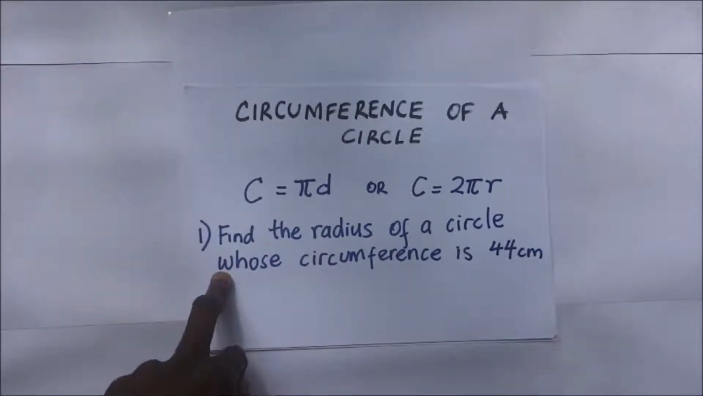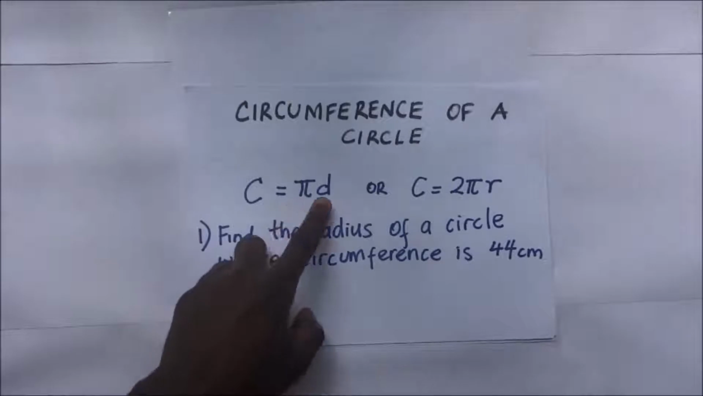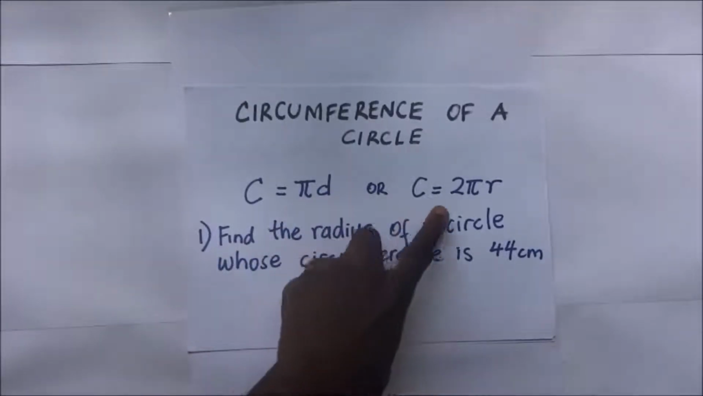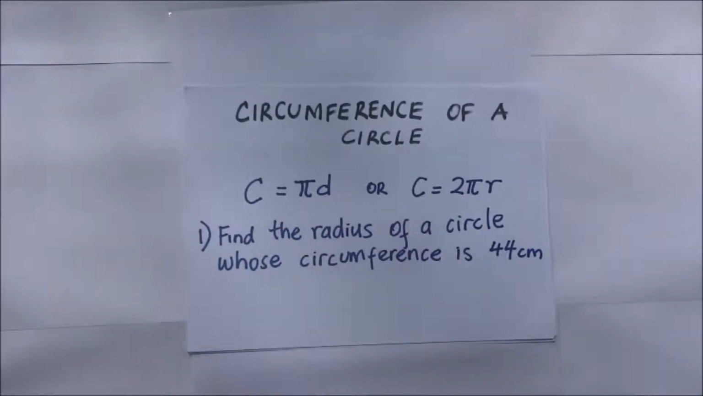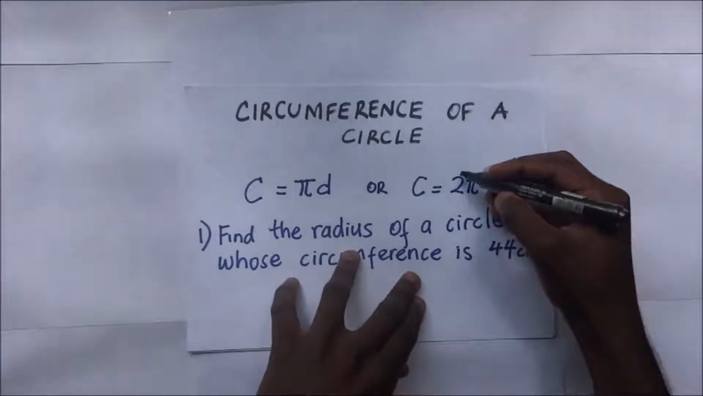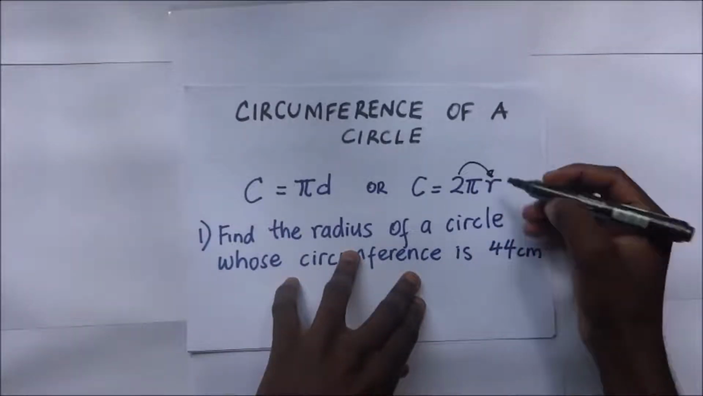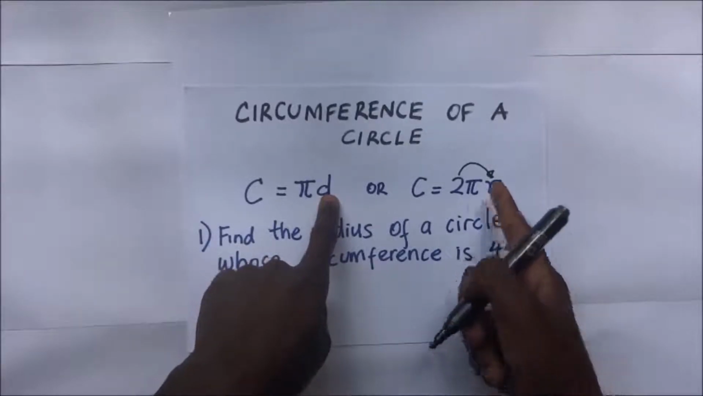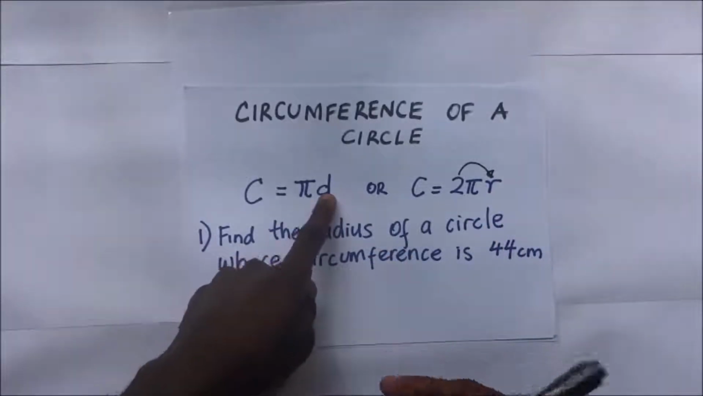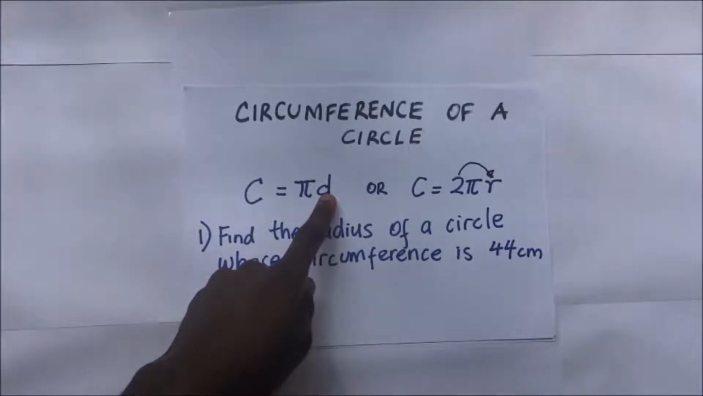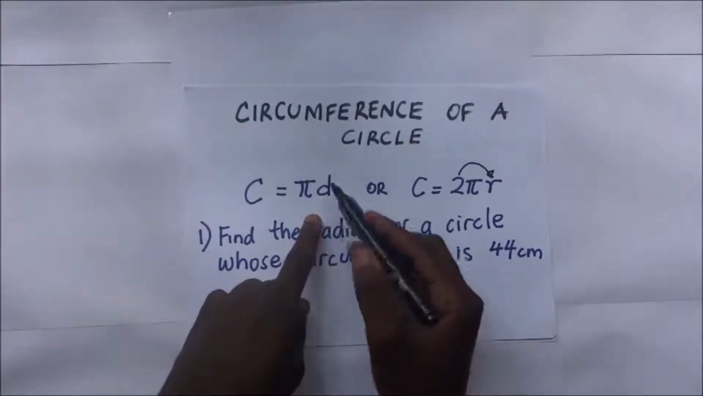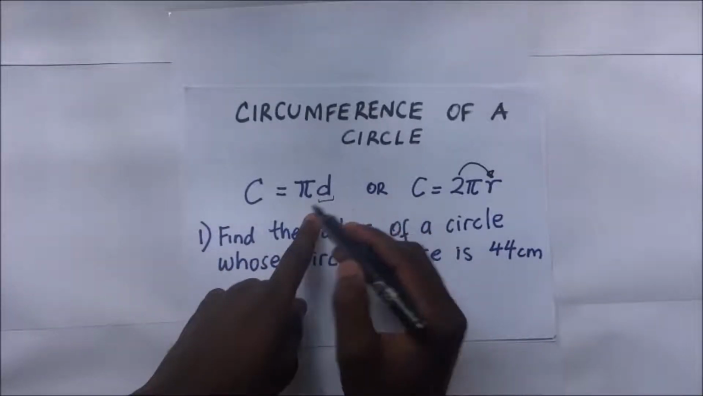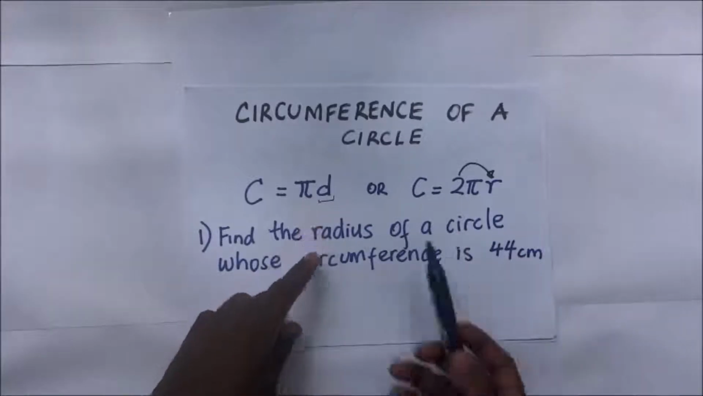Now, there's a formula for the circumference of a circle. Circumference is equal to pi d, or circumference is equal to 2 pi r. Of course, 2 times r is equivalent to d, because we know that the diameter of a circle is equivalent to 2 times the radius. So when we replace this d with 2r, it becomes 2 pi r.